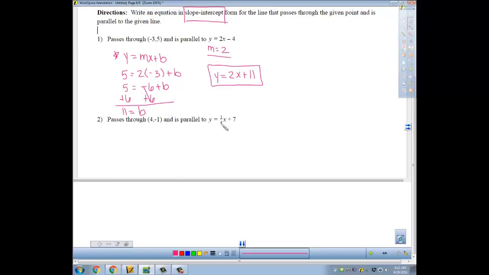If it's going to be parallel, I know my slope is going to be the same, so it's 1/4. So using y = mx + b, your y was -1, your slope was 1/4, your x was 4, and we don't know b. 1/4 times 4 is 1. Subtract 1 from both sides to get b = -2. So your final equation would be y = 1/4 x - 2.